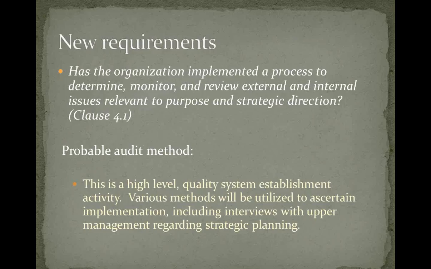So we'll begin in Section 4. And the standard asks, has the organization implemented a process to determine, monitor, and review external and internal issues relevant to its purpose and strategic direction. Now, obviously, this is a very high-level item. We feel that there's going to be a couple of approaches brought to bear in our review of this. Most certainly, it will include an interview with the management, with the leadership team. It will very likely also include some review of your planning, your strategic planning, to ensure that you are effectively identifying external and internal issues.